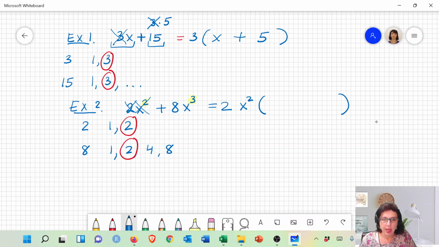So that's not good. But you can always multiply by 1. So if there is nothing left, it doesn't mean it's 0. It means it's 1. Okay, so this is going to be 1, plus. Now let's see what happens with 8x cubed.